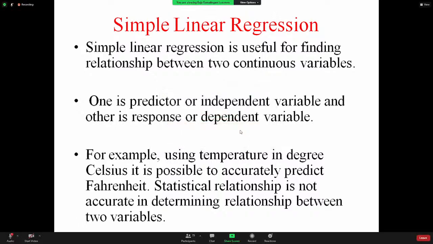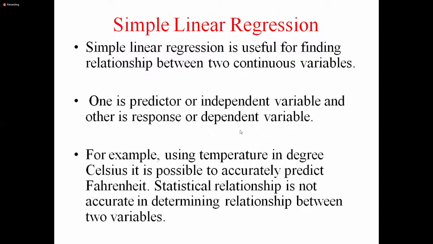Simple linear regression is a regression model that estimates the relationship between one dependent variable and one independent variable using a straight line. Both variables should be quantitative. So we can simply say the goal of simple linear regression is to predict the value of the dependent variable based on the independent variable.